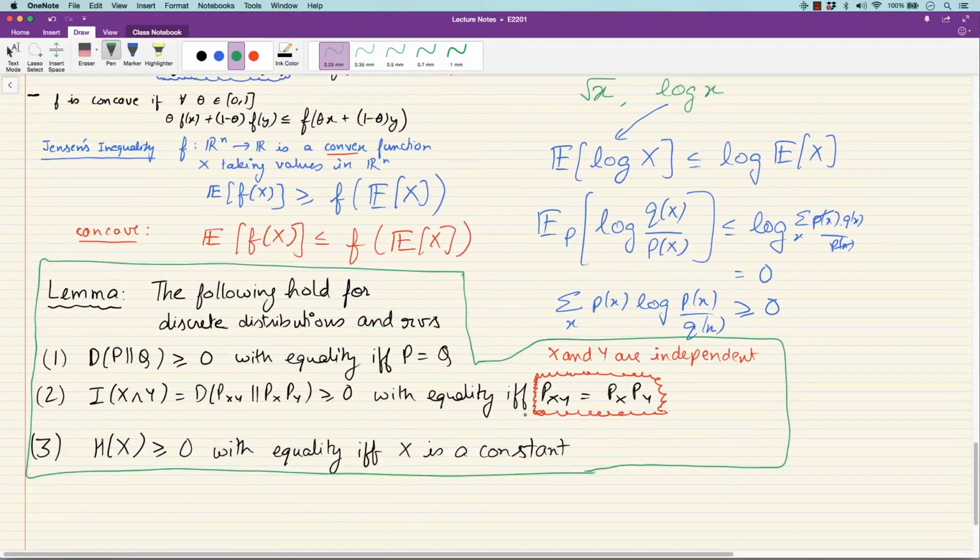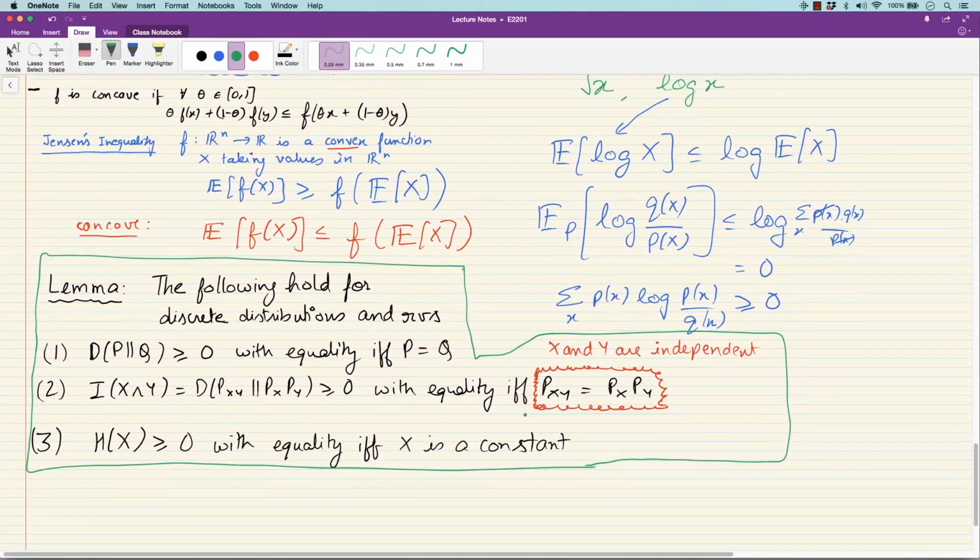So we saw convex and concave functions. Now we have shown that. Okay, I'll name this lemma the non-negative measures of information. So all these measures are non-negative. If these are non-negative, their conditional variants are also non-negative.